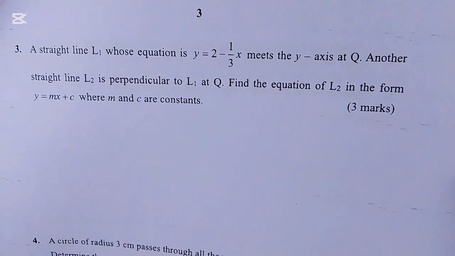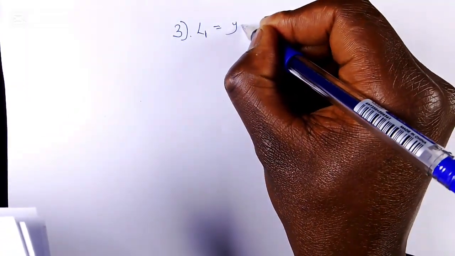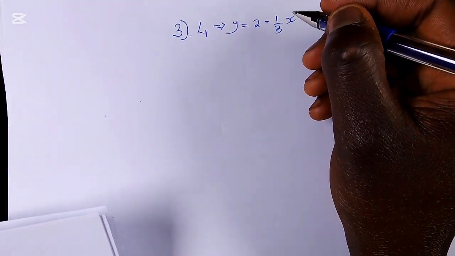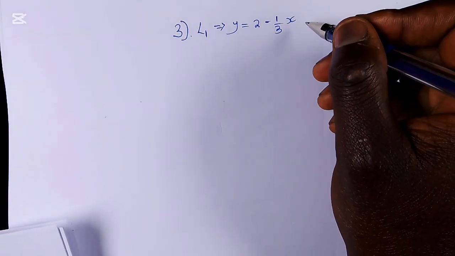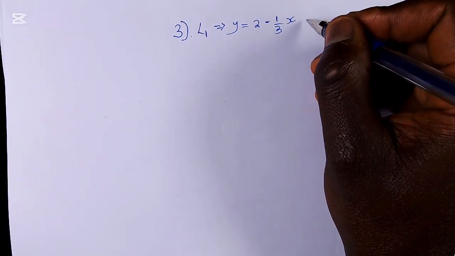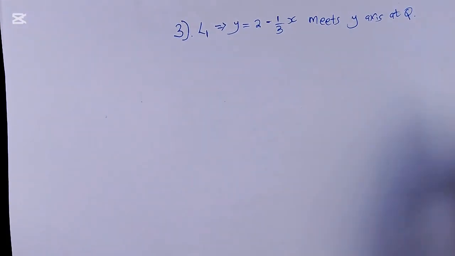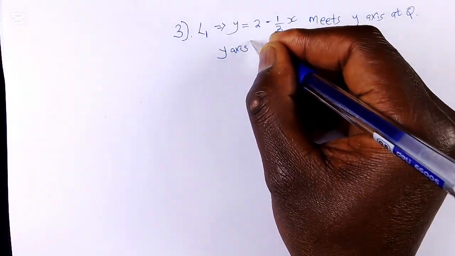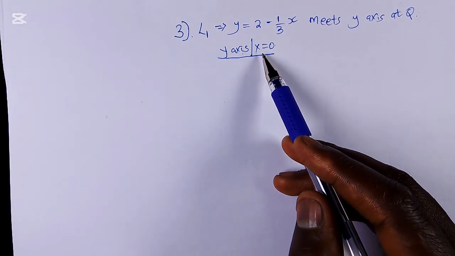So we have been given the equation of line 1 as y is equal to 2 minus a third x, and we are being told that line 1 meets the y-axis at Q. So when we are told it meets the y-axis at Q, we need to determine the coordinate of Q. And we need to understand that when a straight line cuts across the y-axis, the value of x is always equal to 0.